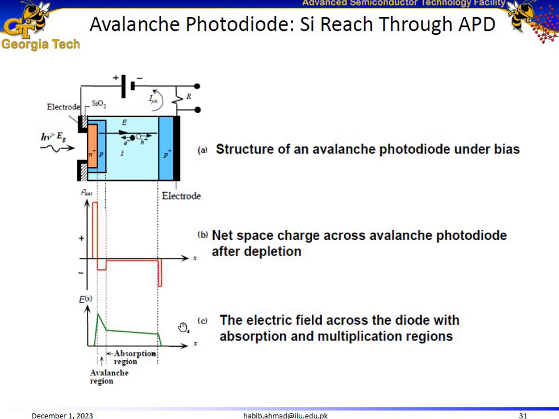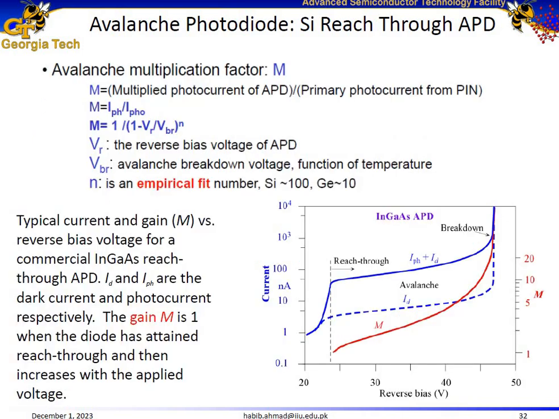The terminology avalanche comes from the concept of a snowball. When a snowball starts rolling down the slope, it gathers more snow with it. With the passage of time, its size keeps increasing. So it's called an avalanche process. Similar to that, with the passage of time, these electrons knock off more secondary electrons and their number increases. This process is called the avalanche process, and this photodiode is called the avalanche photodiode.